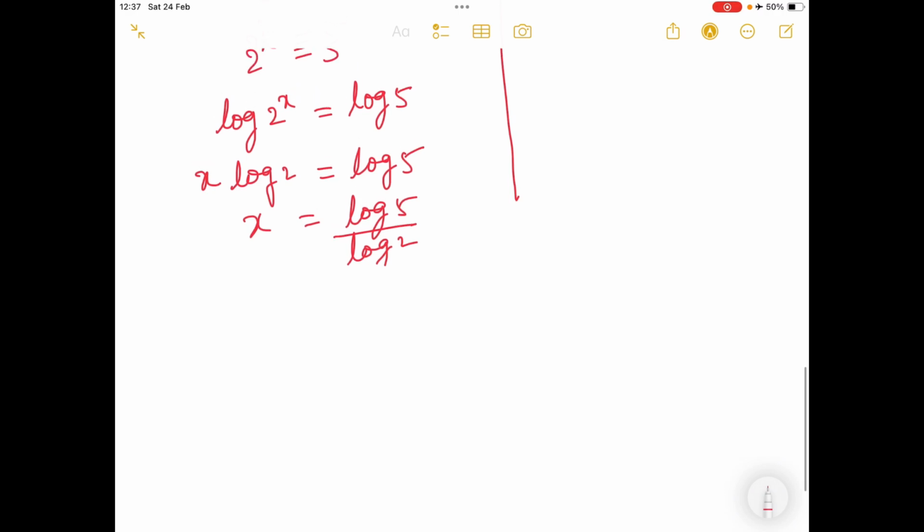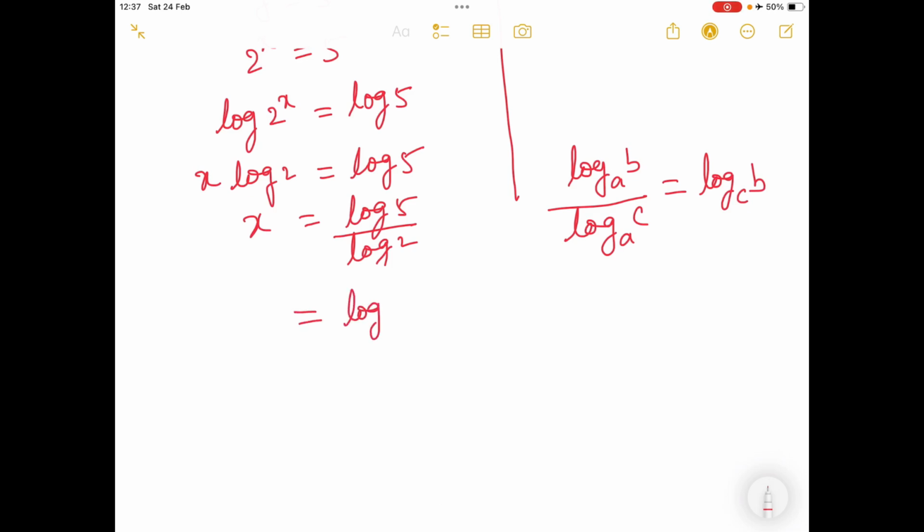Further, there is another log formula: log a base b divided by log a base c can be written as log c base b. With the help of this formula, we can write log 2 base 5, and this is the value of x, and this is the answer.